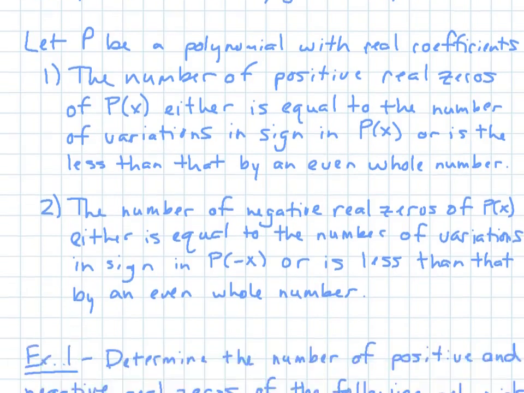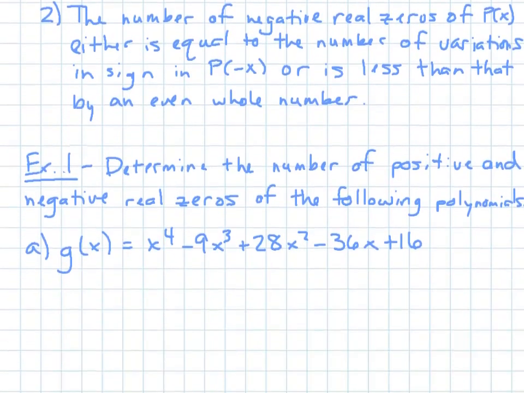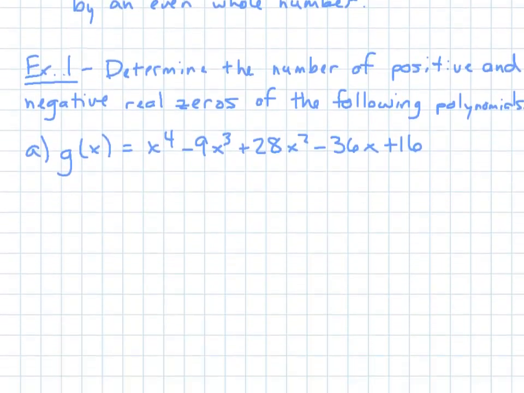So, now, that sounds really ridiculous and hard. Okay, so I'm going to break it down. Basically, what they're trying to tell you with Descartes' rule of signs is you're looking at the changes in signs for the positive function and for the negative function.